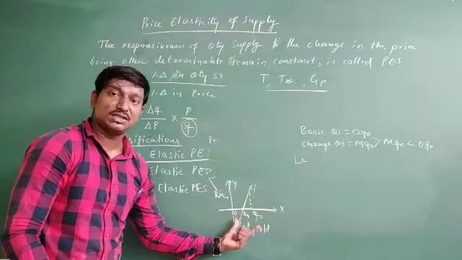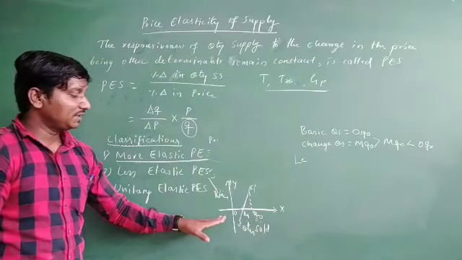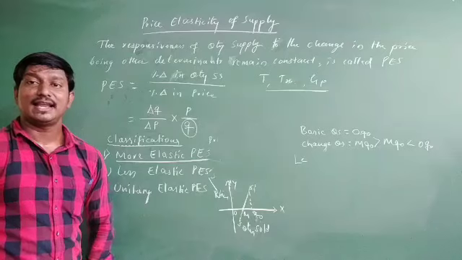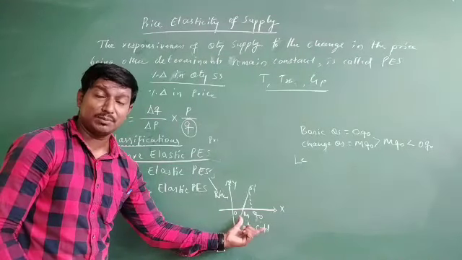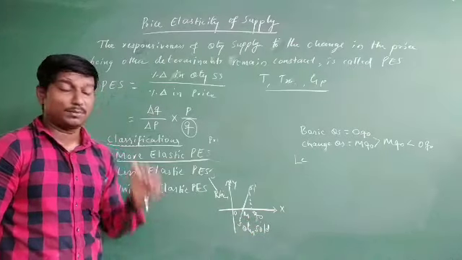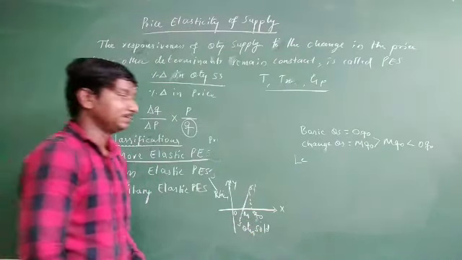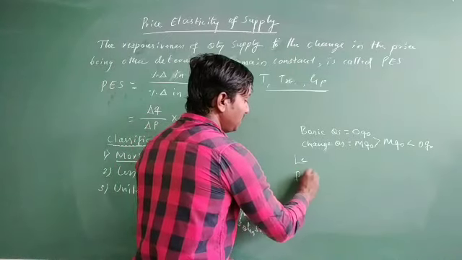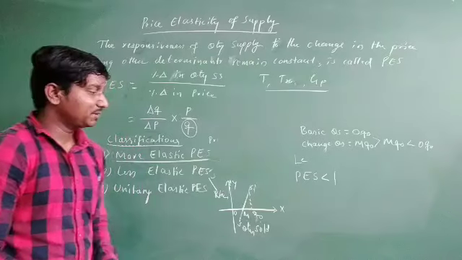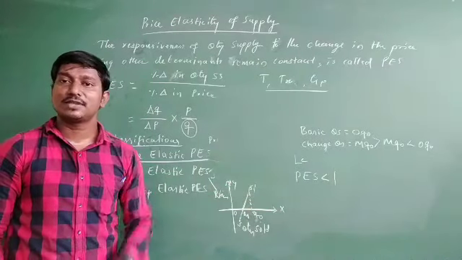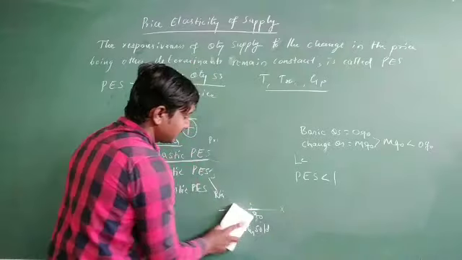Here the percentage change in the quantity supply is less than the percentage change in the price, and that is what we are going to call a less elasticity of supply. The change in the quantity supply is less than the basic quantity supply, therefore we call it less elasticity of supply. We will write PES less than 1. Okay, so this is the second one.